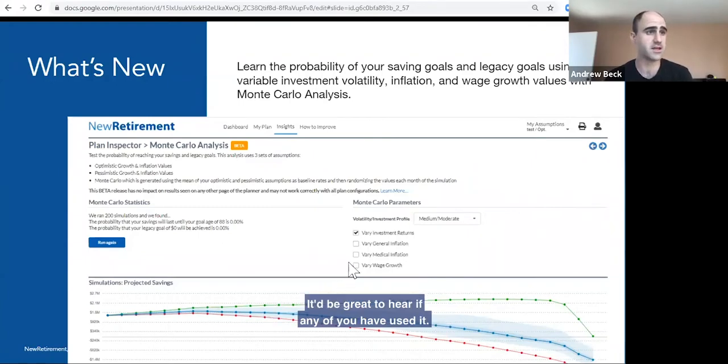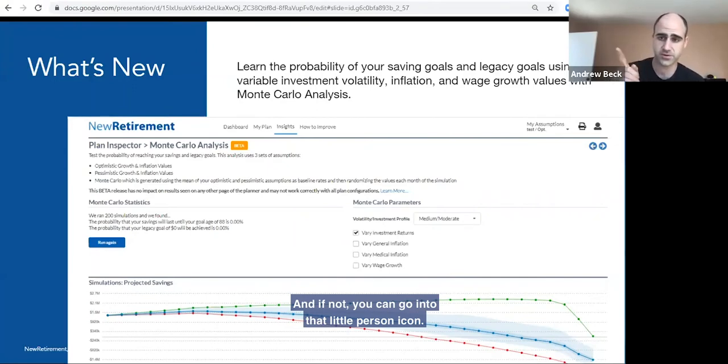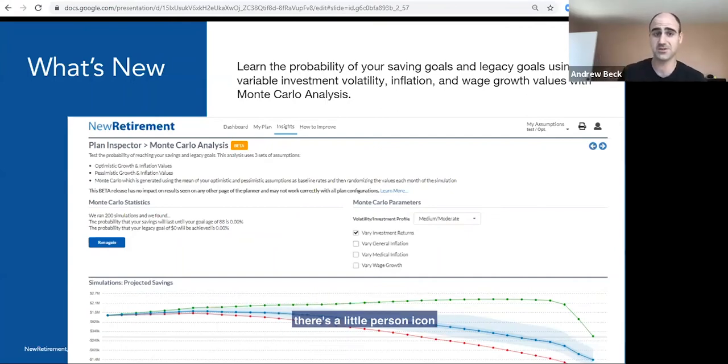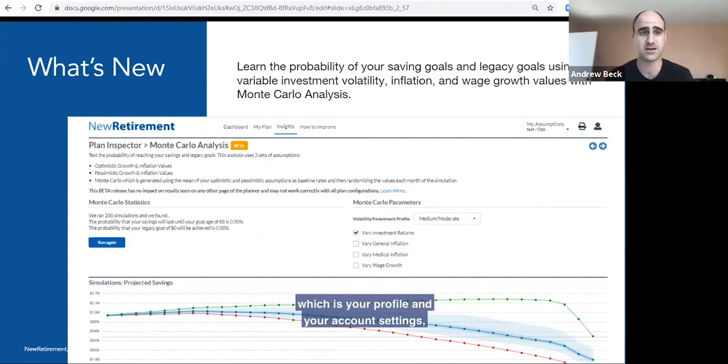It'd be great to hear if any of you have used it. And if not, you can go into that little person icon in the top right of the page, which is your profile. In your account settings, you can enter into our beta program towards the bottom if you're a Planner Plus user. And then you'll be able to use Monte Carlo analysis also.